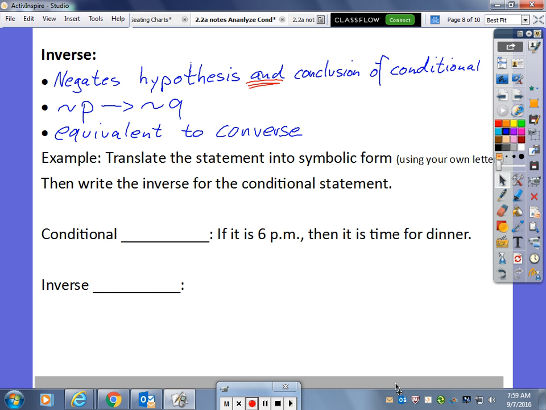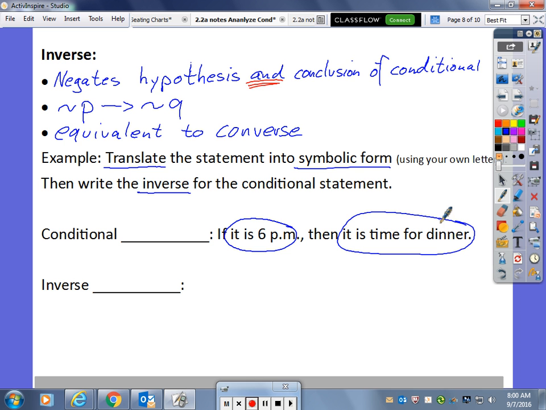Let's look at this example. Translate the statement into symbolic form and then write the inverse for the conditional statement. If it is 6 p.m., then it is time for dinner. It is 6 p.m. is our hypothesis. It is time for dinner is our conclusion. Remember, our if and then indicate to us which part is hypothesis, which part is conclusion.